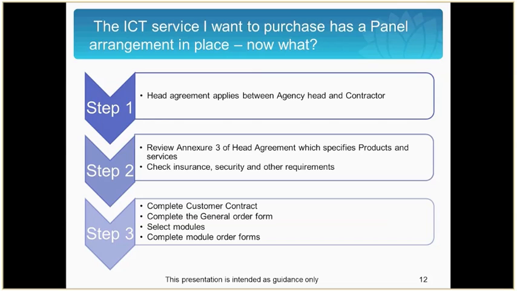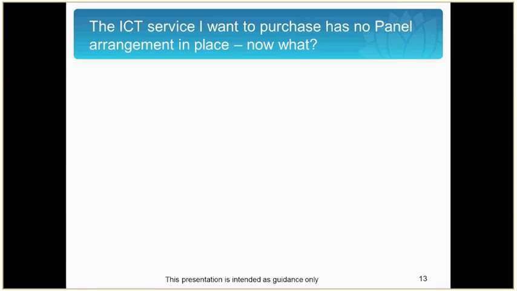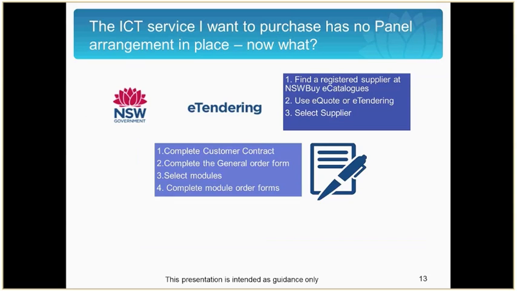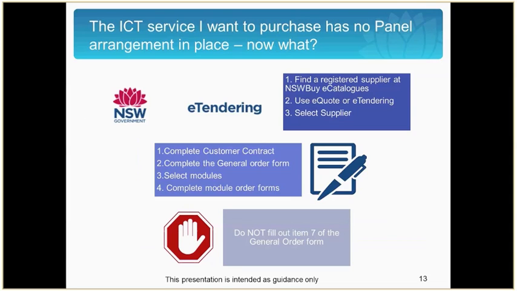What if the ICT service that you want to purchase has no panel arrangement in place? If there is no panel arrangement, you need to follow normal procurement processes, finding a registered supplier from the Scheme 20, which is the pre-qualification scheme for ICT goods and services, using e-quote or e-tendering to select your preferred supplier. You will then complete the customer contract, general order form, modules and module order forms. Do not fill out Item 7 of the general order form as there is no panel arrangement.